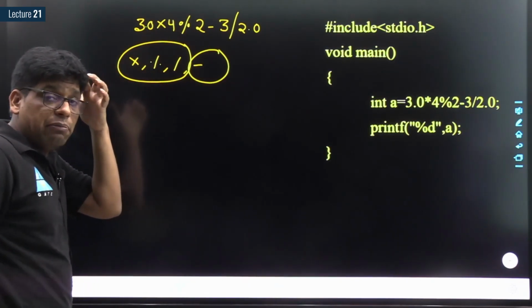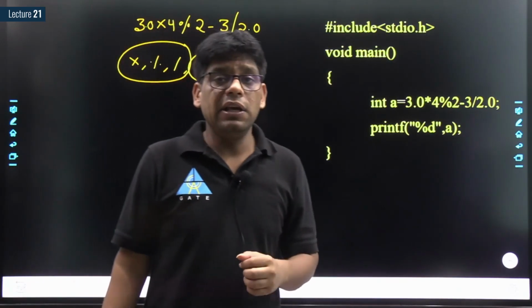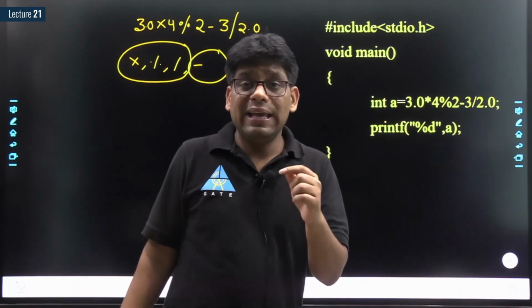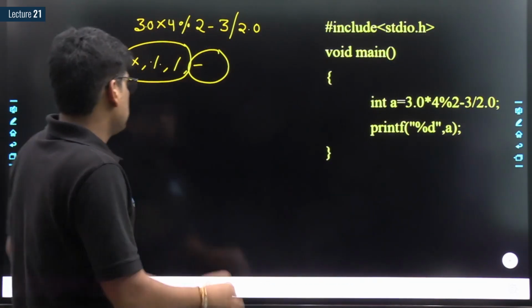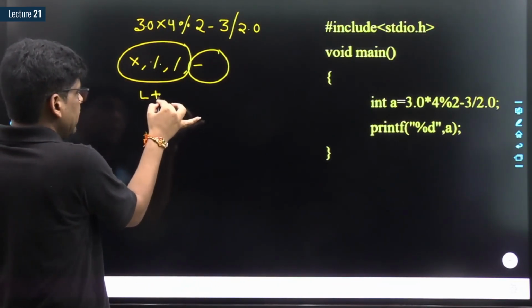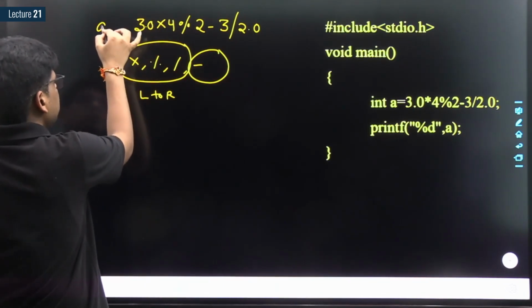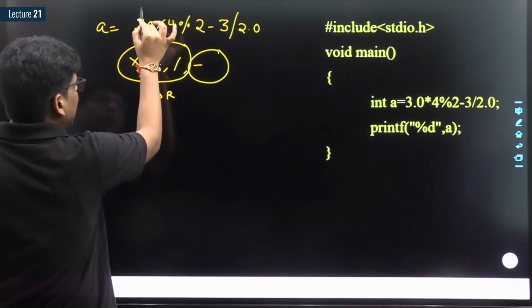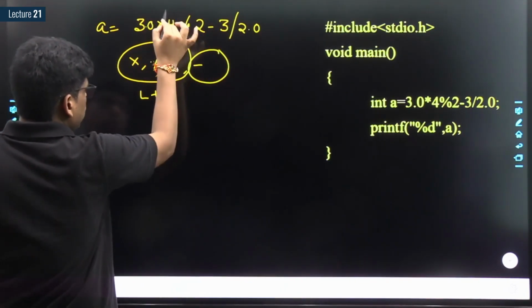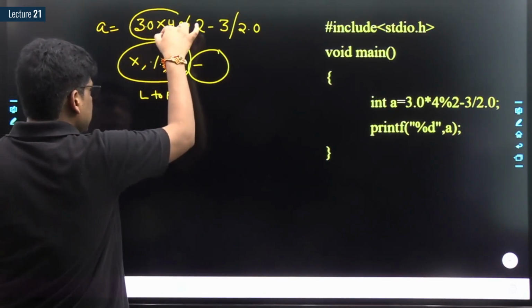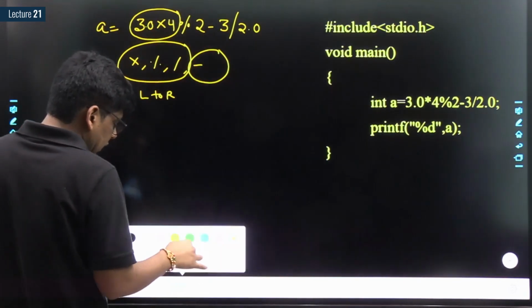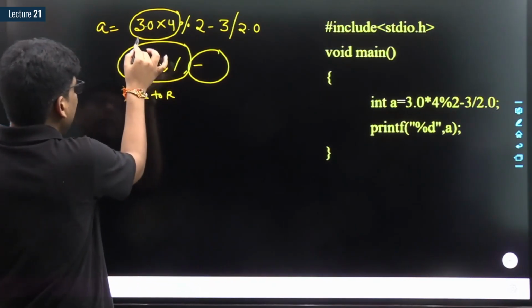Sir, when we have multiple operators of same priority, we should go for associativity. Sir, associativity of all these operators is from left to right. So let me scan this expression from left to right. Sir, if we move from left to right, multiplication comes first. So let me evaluate this.